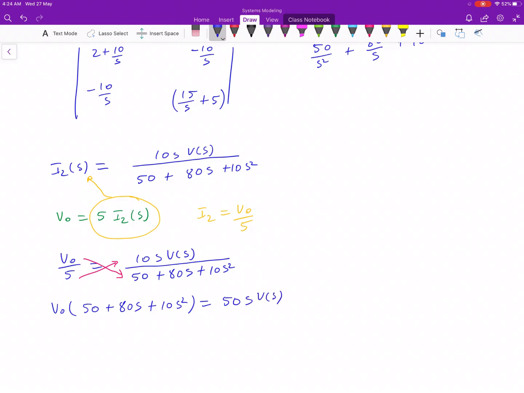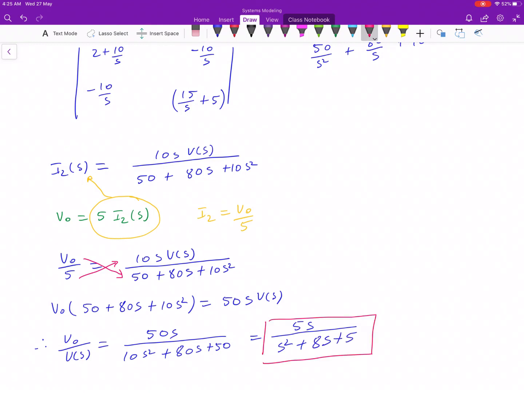Now it's easy to write the ratio, so therefore V naught over Vs is equal to 50s over 10s squared plus 80s plus 50. You can simplify this further. If you leave it in this format, it's still fine, but I like simplifying things. If you divide everything by 10, then on top you're going to have 5s over s squared plus 8s plus 5. This is your final answer.